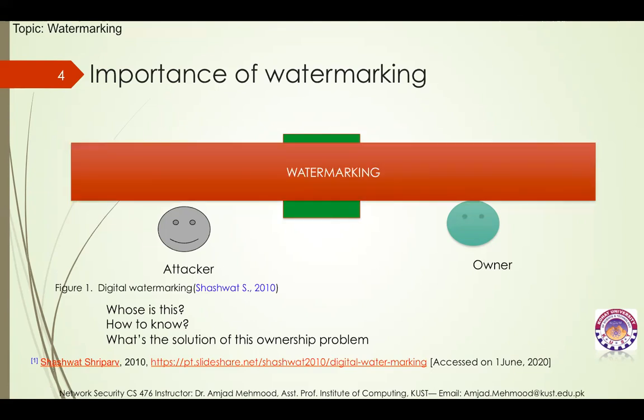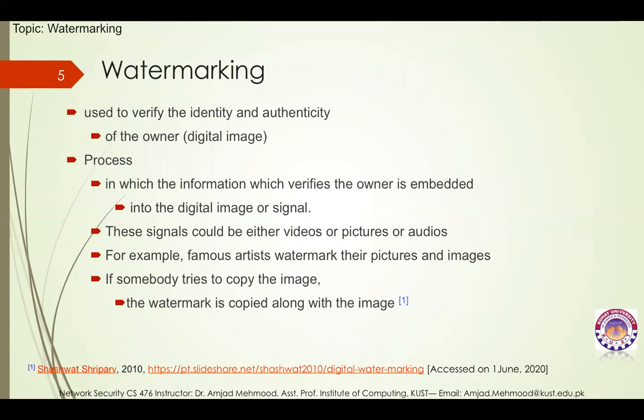If we watermark that image, this watermark identifies that this image belongs to this particular owner. So using watermarking, we can provide a solution of ownership. So what is watermarking? Watermarking is used to verify the identity and authenticity of the owner in the digital image.